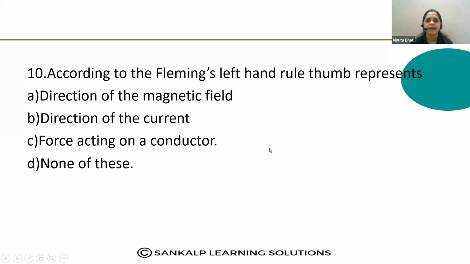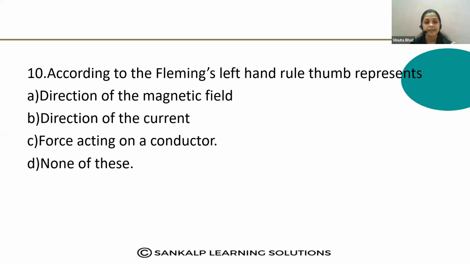Next question. According to Fleming's left hand rule, thumb represents: direction of the magnetic field, direction of the current, force acting on a conductor, none of these. So what does Fleming's left hand rule represent, or what does it say?